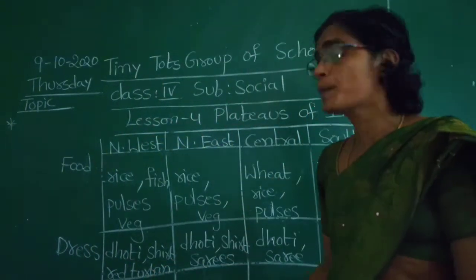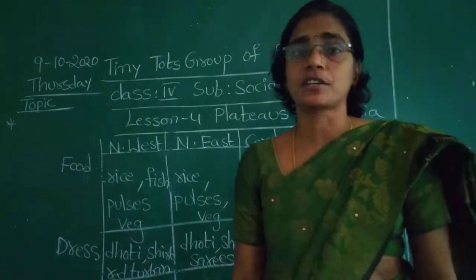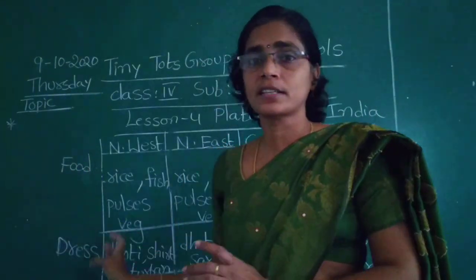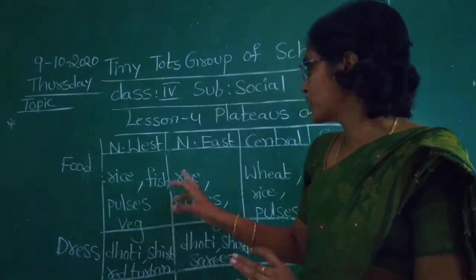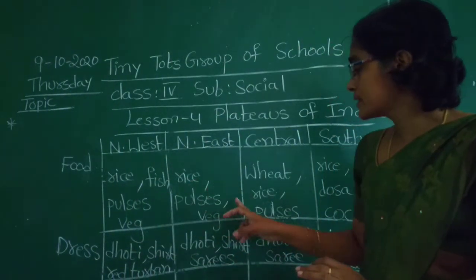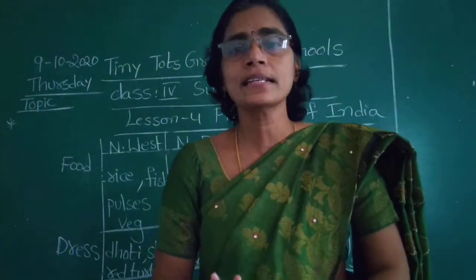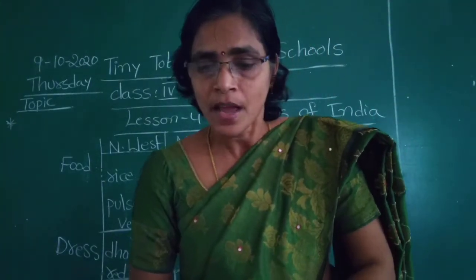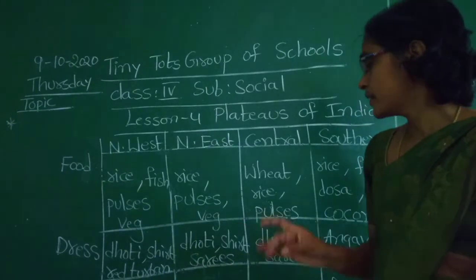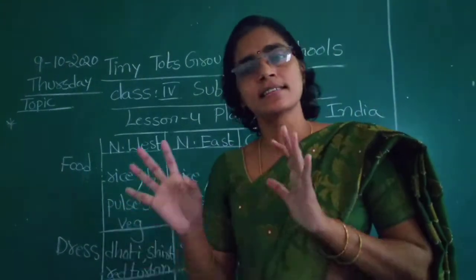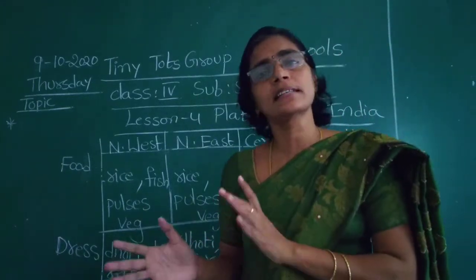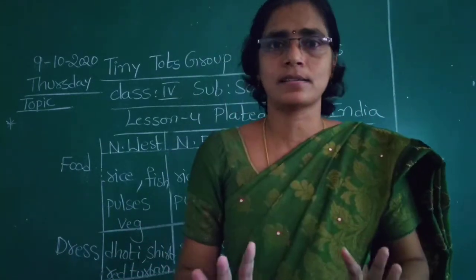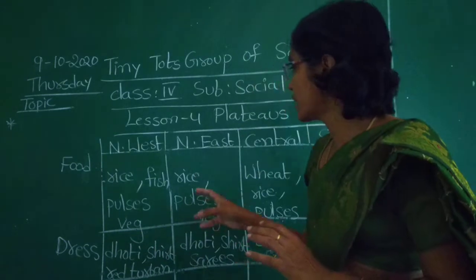This is about the occupation in northeast region. Occupation and farming in northeast region. And next one, food. What type of food they are eating? They are eating rice, pulses and vegetables. And what about their dresses? They are wearing dhoti, shirts and sarees. Men are wearing dhoti and shirt and women are wearing sarees. This is the normal dress they are wearing.